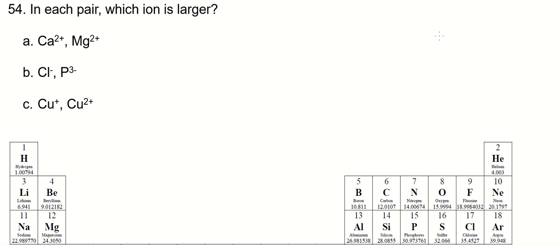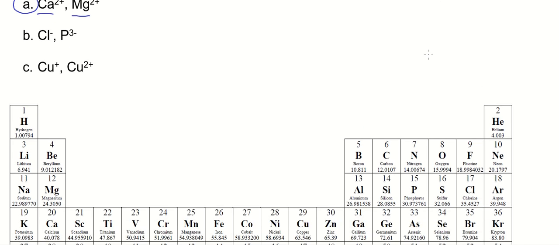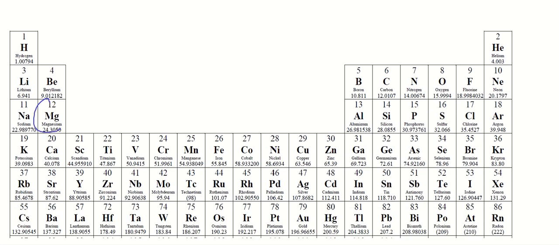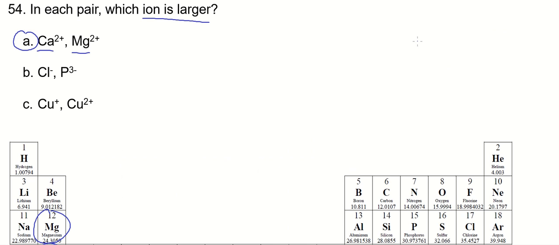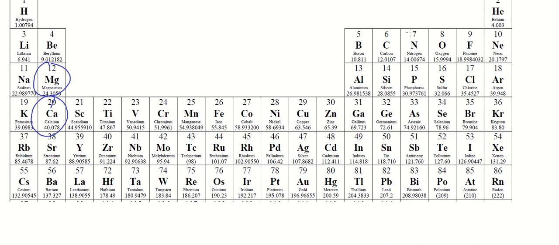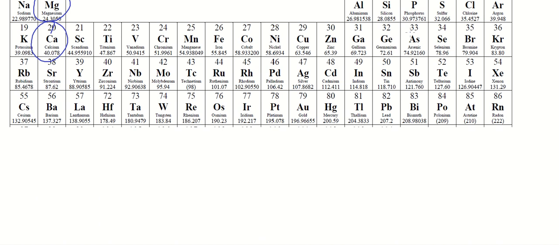So we got pairs of ions, and which ion is larger. Let's look at A. These are two alkaline earth metals. They're group 2 metals. That means they have two valence electrons, one right there and one right there. Which one of them is going to be bigger? Larger. We already know it's going to be calcium. It's just a bigger atom. They're both losing the same number of electrons. So the answer is going to be calcium. But let's take a look anyway.